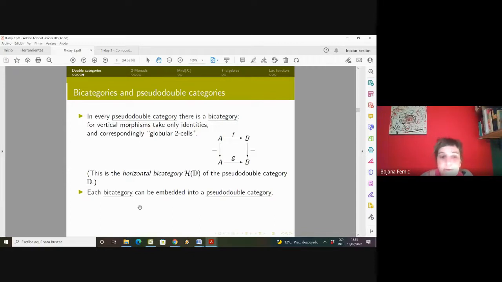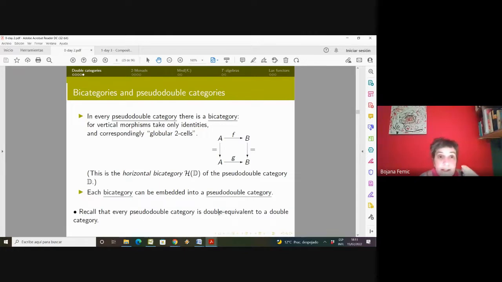The other way around, each bicategory can be embedded into a pseudo-double category. Well, in the obvious way. So just define your vertical morphisms to be all identities and define the squares only of this type. So this is, of course, much smaller than some general pseudo-double category. So we have kind of a junction, we have the forgetting and embedding here.